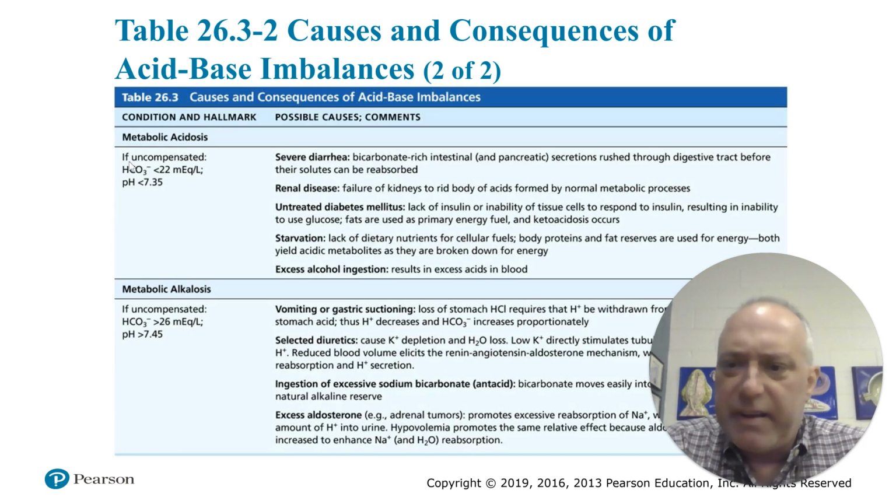Then on the metabolic side, metabolic acidosis can be caused by severe diarrhea, renal disease, untreated diabetes. There's metabolic alkalosis, maybe vomiting, when you vomit off all of your gastric acid. So vomiting can lead to metabolic alkalosis.